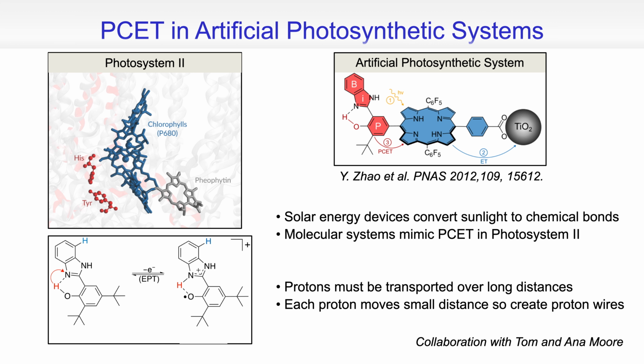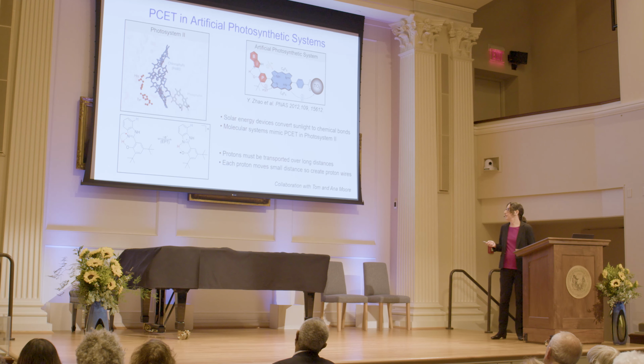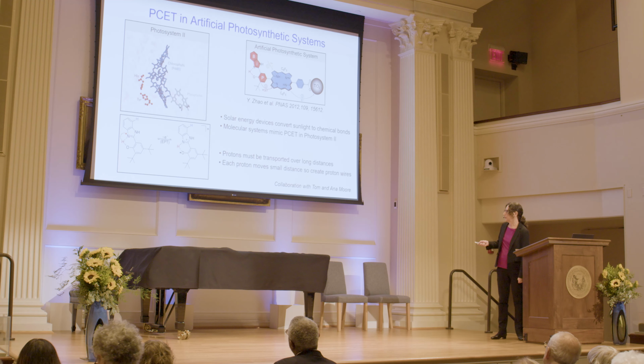And what they did is they said, let's look at this photosystem 2 on the previous slide, and let's just represent this red part of it by a molecule, this molecule called BIP. And so what they're doing is designing molecular systems to mimic PCET and photosynthesis. And our calculations have been helping with that. And the idea is, in this case, you remove an electron and you can get 1 proton to transfer here.